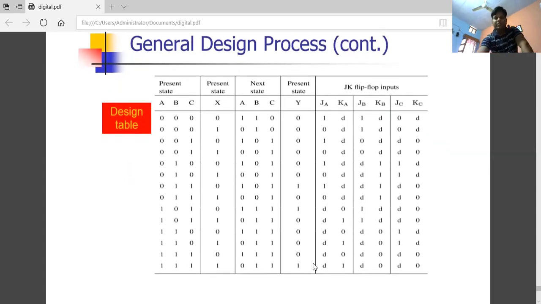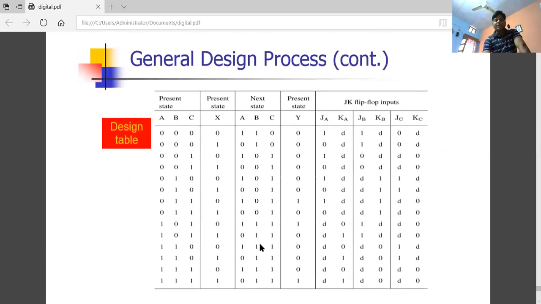Designing the table means that we have the present state ABC, the present input X, the next state ABC, and the output Y. If we use JK flip-flops, then we need the values of J and K. Because there are 3 state variables, we have to use 3 flip-flops: JAKA, JBKB, JCKC. Corresponding to the excitation table, we have to fill in this table.